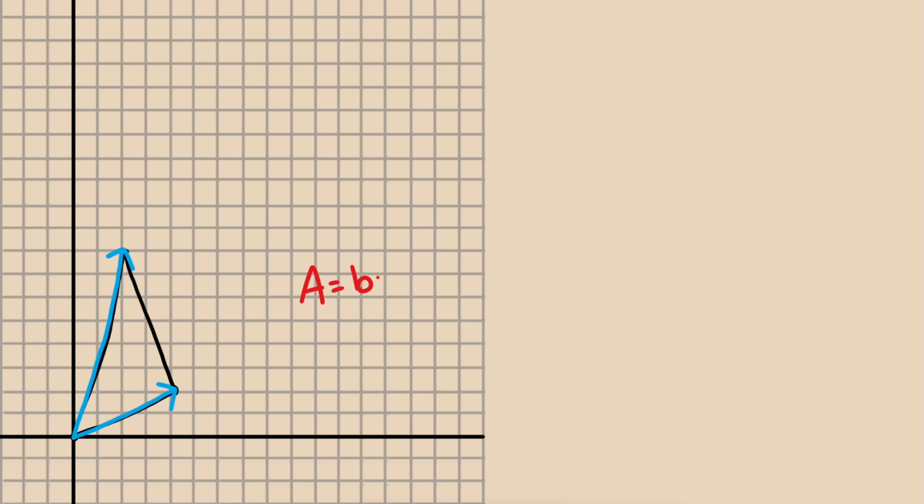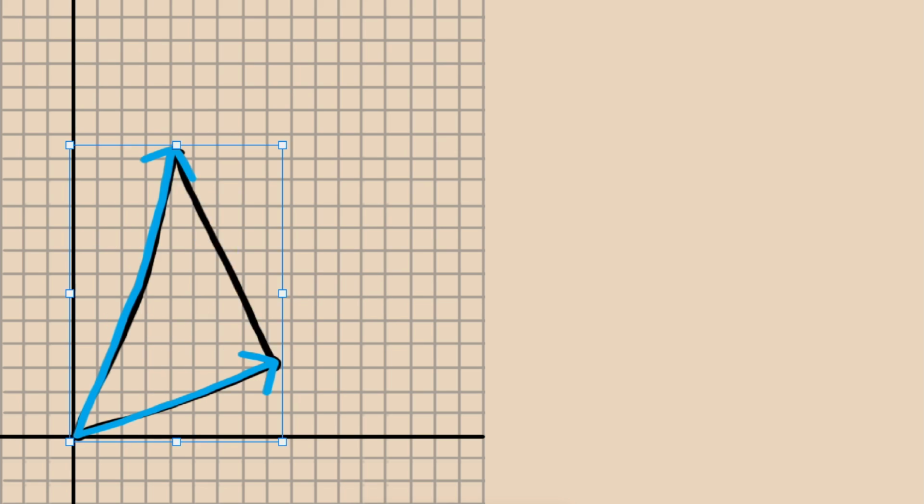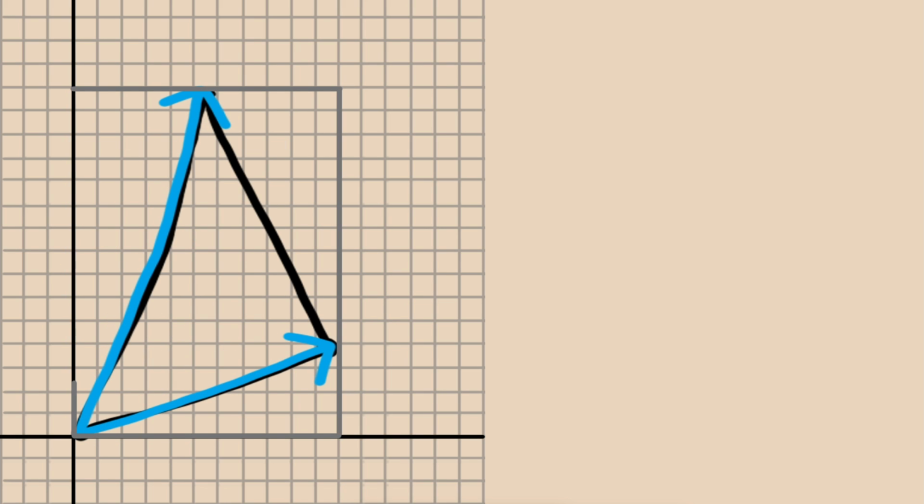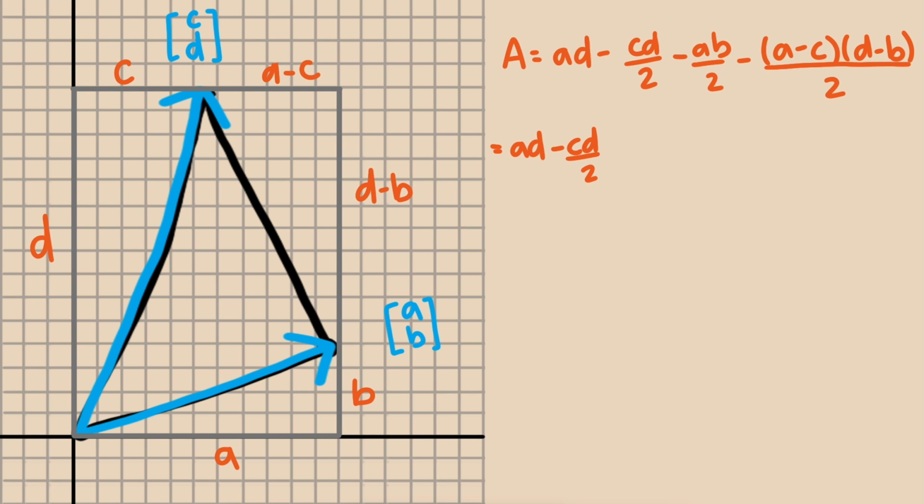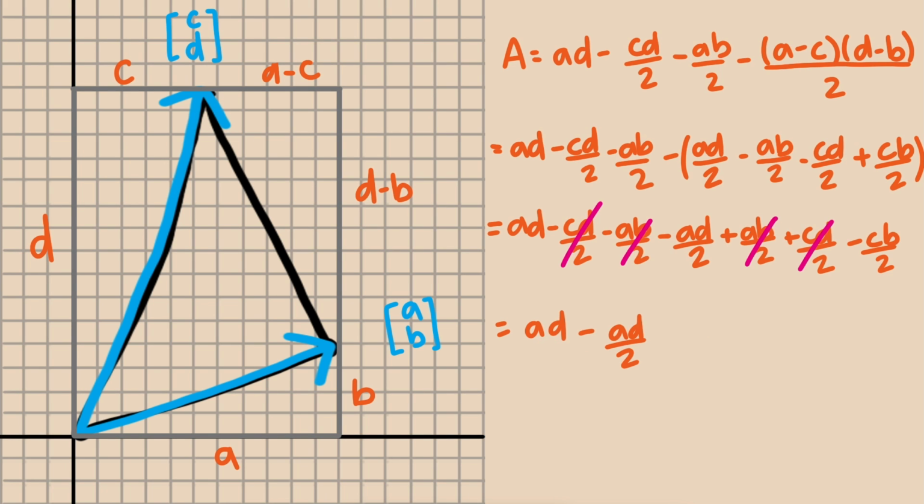It isn't quite as simple as base times height divided by 2, but it is much nicer if we don't already know the base and height. Let's call our vectors (a, b) and (c, d), and using the same rectangle approach as before, that would make this side d, this side a, while the top side is c plus a minus c, and the right side b plus d minus b. Now all these crazy differences look like this, and we can simplify to find the area of the triangle. Technically this expression could be negative, so the area is the absolute value of this expression.